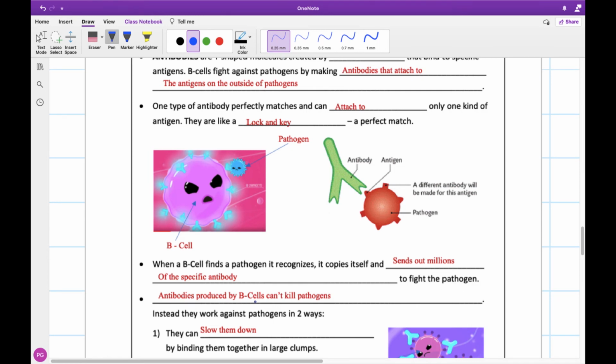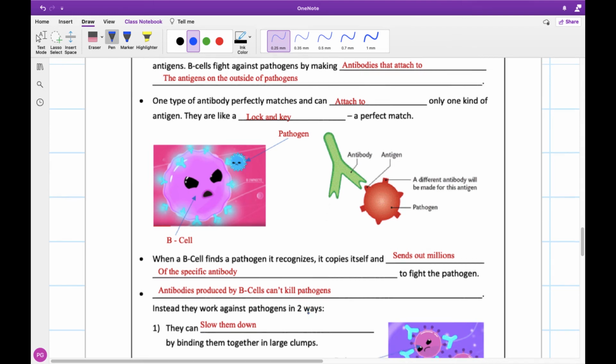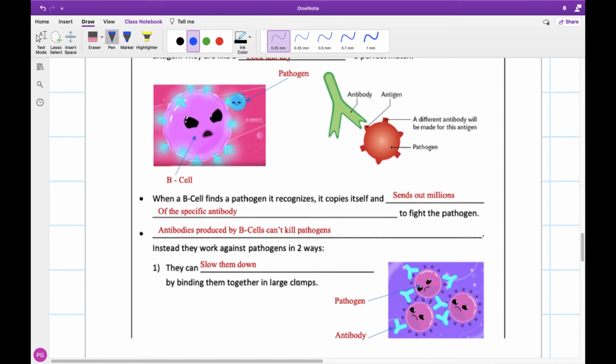Now, these antibodies can't kill the pathogen, right? They attach to the outside, but they can work in two different ways to help fight the pathogen. First, they can slow them down by binding them together into large clumps.